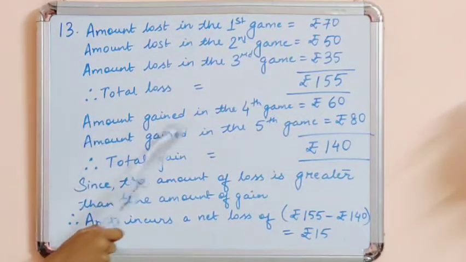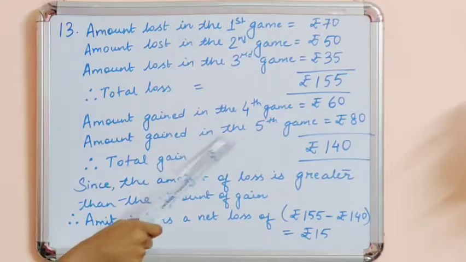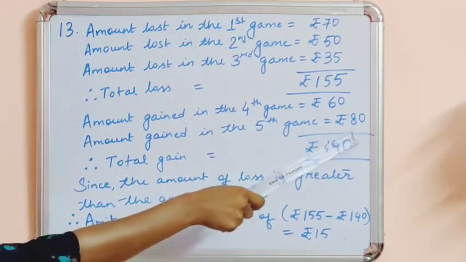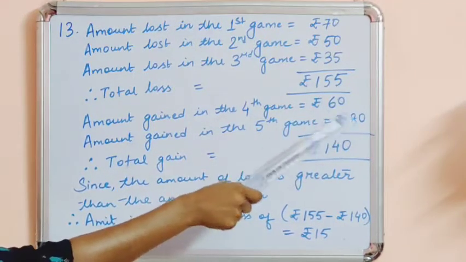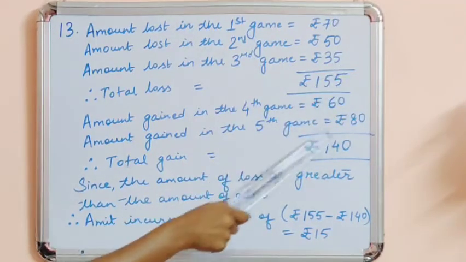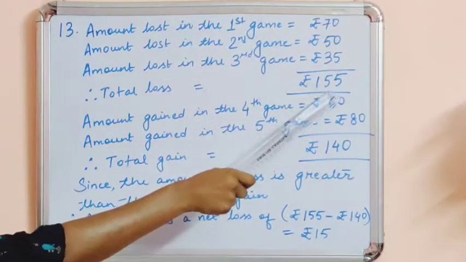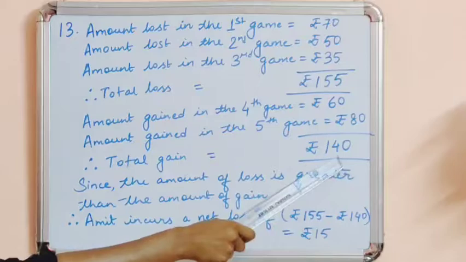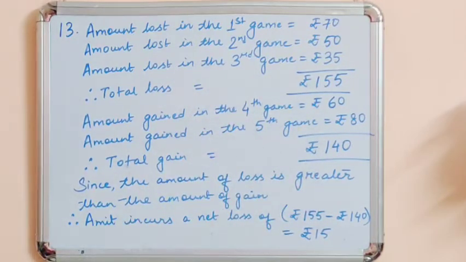Now amount gained in the fourth game is equal to rupees 60. Amount gained in the fifth game is equal to rupees 80. Therefore total gain is equal to the addition of these two, that is rupees 140. So this is the total loss and this is the total gain. You see, here we have to find whether there is a loss or a gain in this game. So if you see, total loss is greater than total gain. So there has to be a loss, because overall there is a loss in this game.